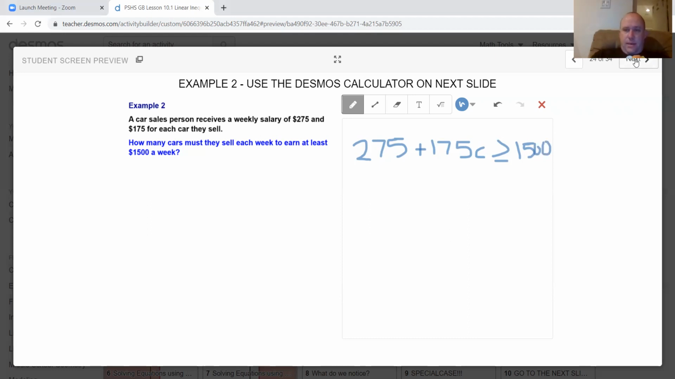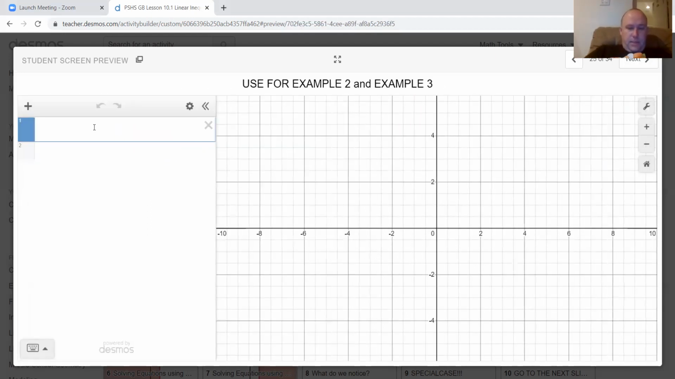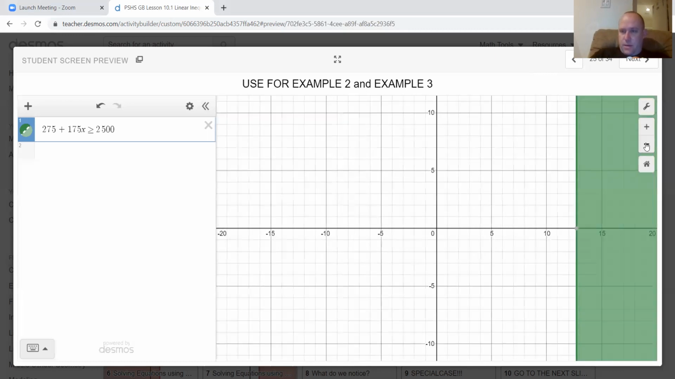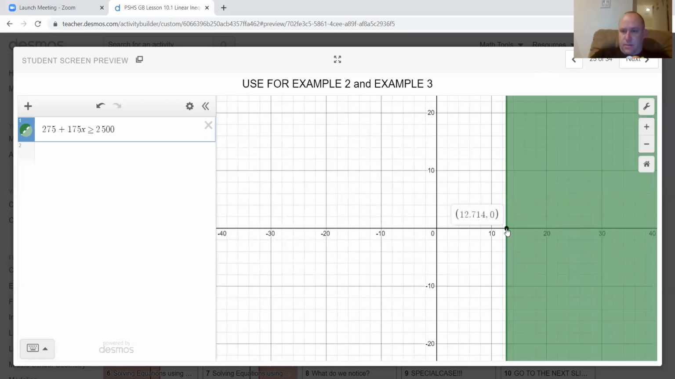And then same thing. I can go to the next one and I can type this in. So 275 plus 175C, and I want it to be greater than or equal to 1,500. And once again, it reminds me, don't put the C, put the X. And it might be we need to zoom out on this one to actually see where it is. So let me just quickly move my picture out of the way. There we go, now we can see it better.